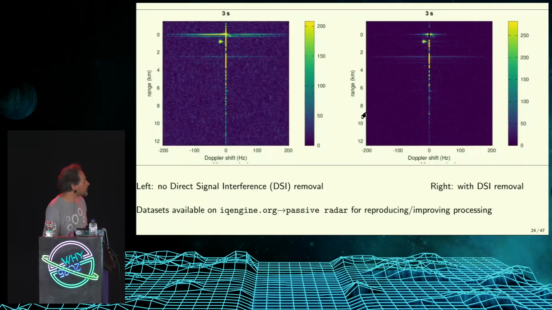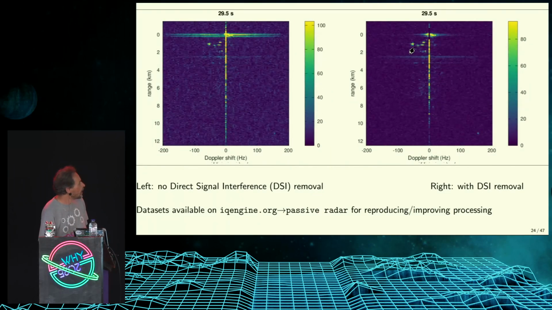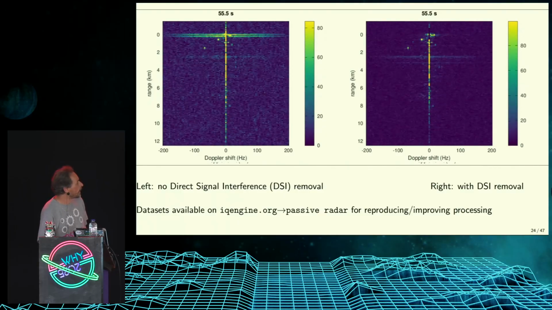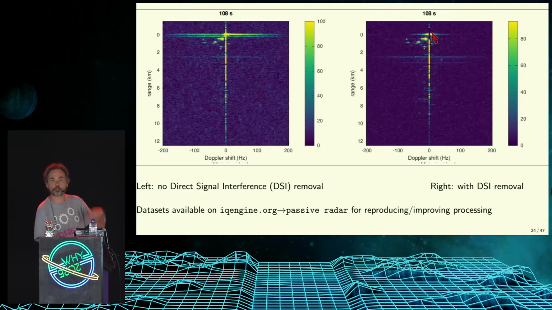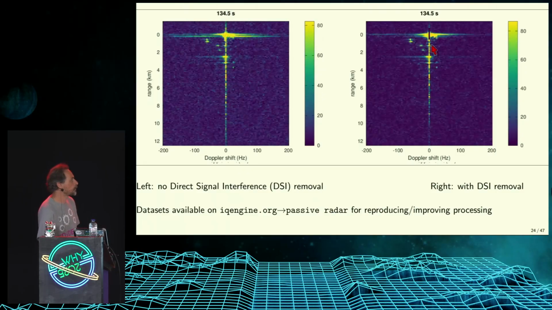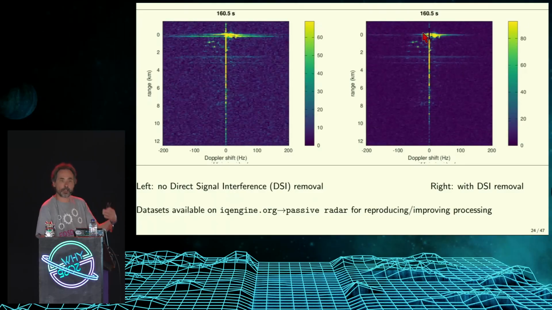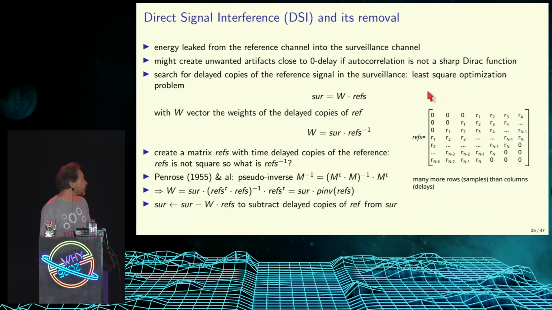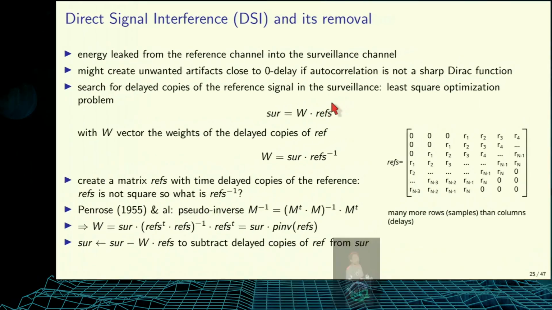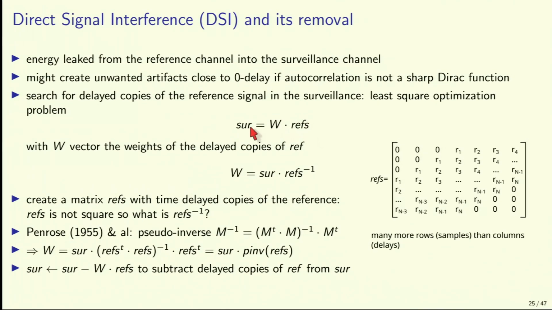So what is direct signal interference removal? You see here that on the short range, we said we want to cancel anything happening in a range shorter than the ships we want to detect. And this removes some of the clutter because we remove the short-range information here. So just to very quickly get into the DSI. DSI is about finding the time-delayed copies of a reference signal in the surveillance. So we have short-term copies, which we want to cancel.